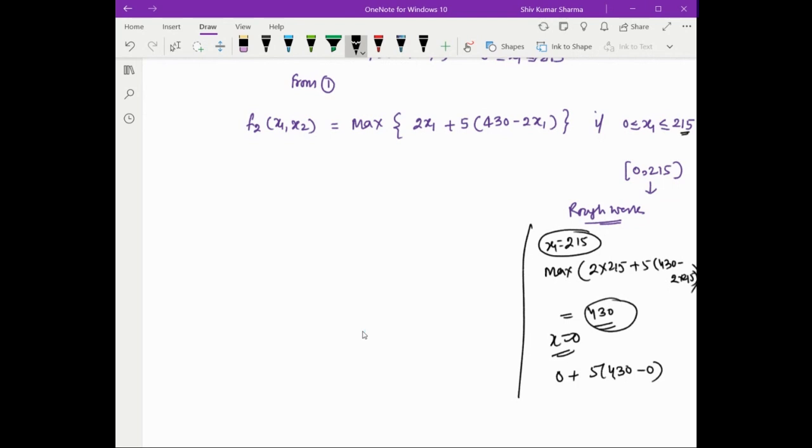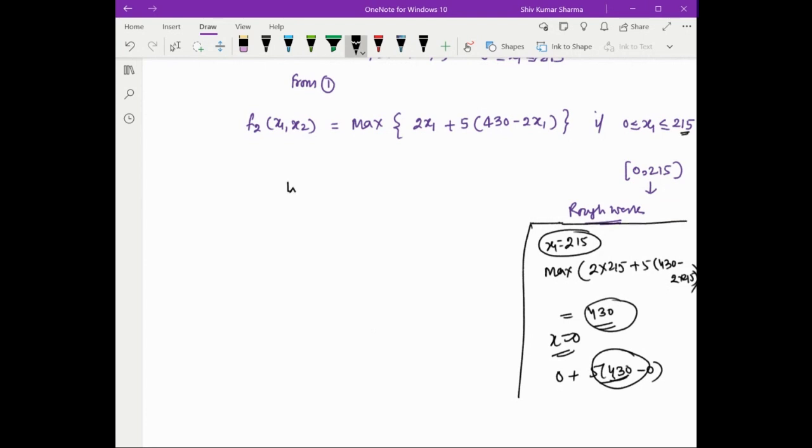430 minus 0, so add this 0. So that means x equal to 0. This value cannot be considered. That means for x1, x2, we have two variables, both greater than 0. So now we take the ideal values.